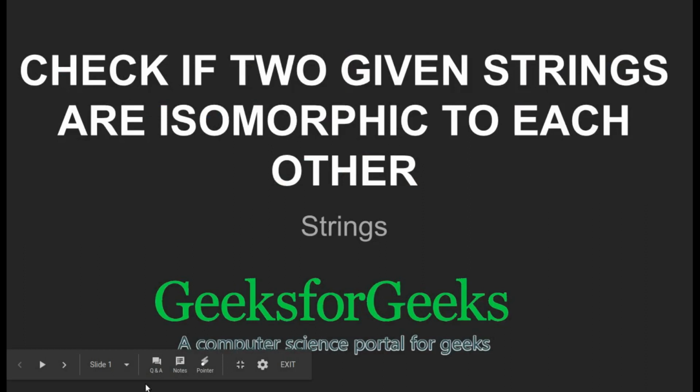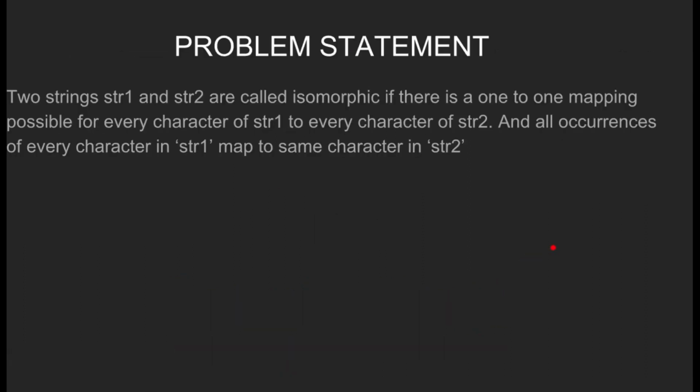This is a video tutorial on how to check if two given strings are isomorphic to each other. The two strings, string 1 and string 2, are called isomorphic if there is a one-to-one mapping possible for every character of string 1 to every character of string 2, and all the occurrences of every character in string 1 map to the same character in string 2.